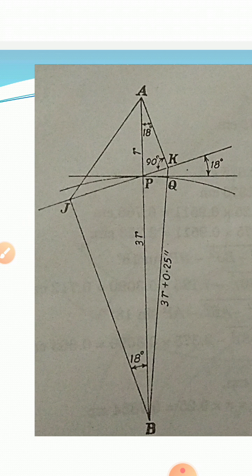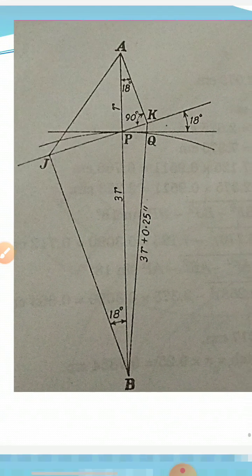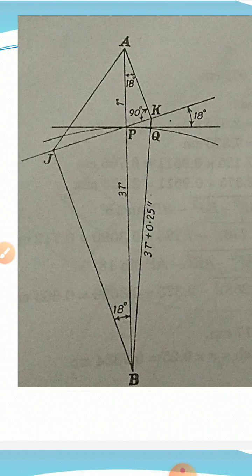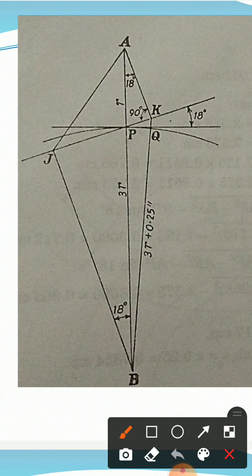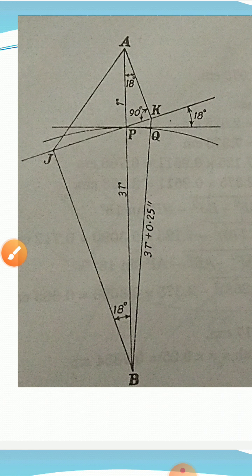To find out this, first we consider that the pitch circle radius of the pinion is r. So 3r is the pitch circle radius of the wheel. With this we move further.